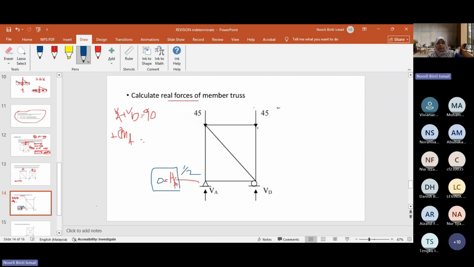A will be moment 45 times this one 3 meter, right? 3 meter. And then plus, okay, positive. And then VD. VD is negative 3 VD. So you will get 45, right? So sini 45. This one also 45. Okay. 45, 45. So BD 45.